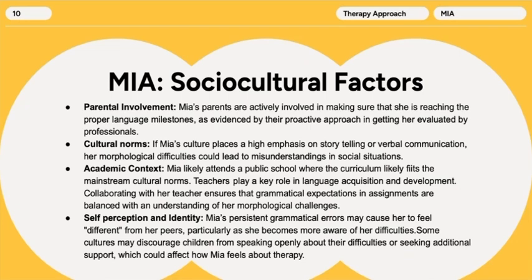Self perception and identity. Her grammatical errors may cause her to feel different from her peers, more specifically when she becomes more aware of them. Some cultures may discourage children from speaking openly about their difficulties, or they may even place a stigma on receiving those services that she so desperately needs. That could affect how she feels about therapy and her attitude toward getting better. If there is a stigma surrounding it, then she's not going to want to go to therapy and she's not going to want to get better. But if there's no stigma, then she'll have a more positive reaction to going to therapy and getting better.